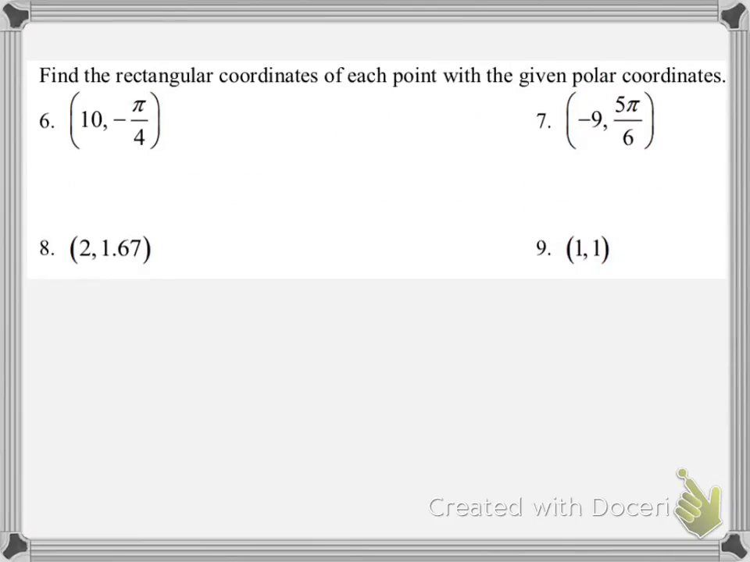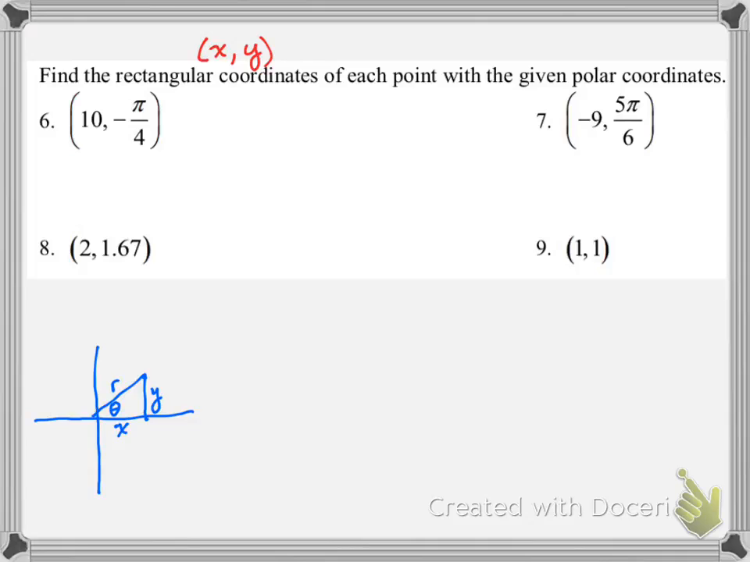All right, so what we're doing here, it says, is find the rectangular coordinates for each point with the given polar coordinates. Now, rectangular coordinates are written in terms of x and y. So that's what we need to do, is put these in terms of x and y. Now, just a little review. If you have a coordinate right here that is x and y, this would be theta, and this is r.